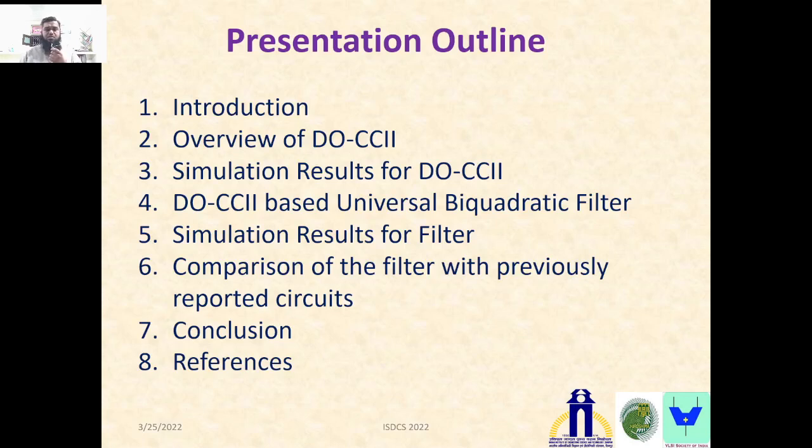Here is the outline of my presentation. First of all, I will introduce this paper. Then I will give some overview about DOCC2, that is dual output second generation current conveyor. Then I will present simulation results for the DOCC2, and then a DOCC2 based universal biquadratic filter, then its results. Then I will provide a table which compares the filter characteristics with previously reported circuits, then conclusions, and then references.